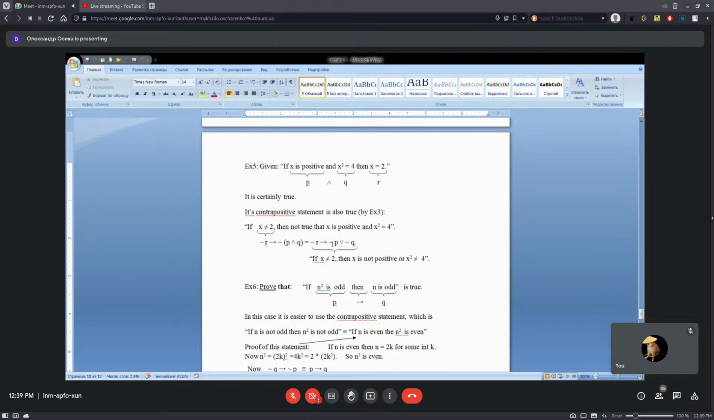Then not P: x is positive, not P is x is not positive, negative. Well, x is not positive, or x squared not equal to 4. That's why if this is true, then either x is not positive, because it may be 3, 4, 5 or something, it may be positive but not 2. Then either one thing is true, either not positive, but if this is false, then we get to the second situation: x squared is not equal to 4. Like that.